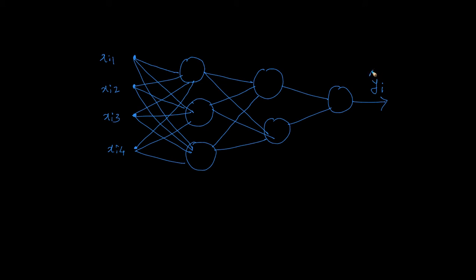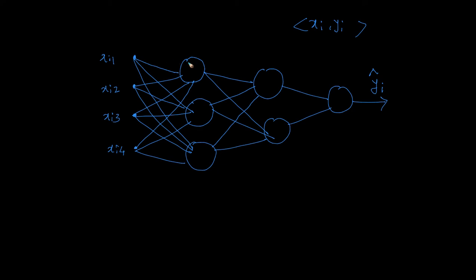Let's call it yi hat, because this is not the actual output. The actual data point was xi comma yi, right? So yi hat is the output produced by this neural network. If this yi hat is exactly equal to yi, that means this data point is producing the output very accurately, right?